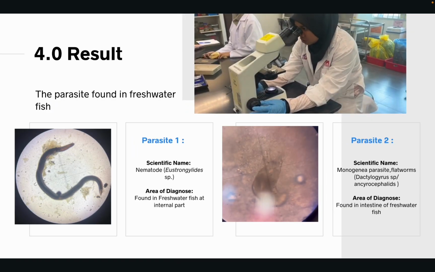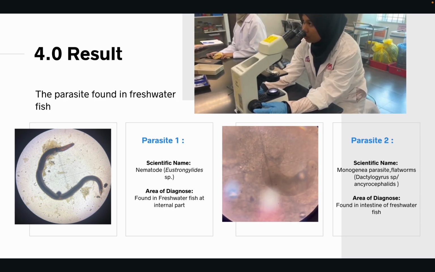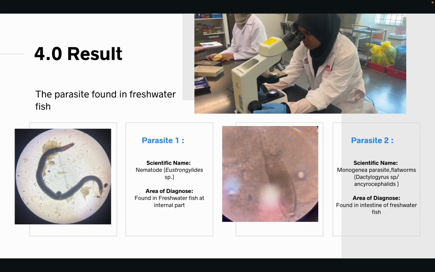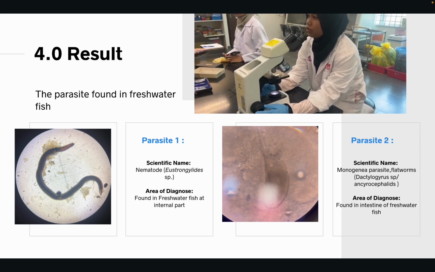For the result part, the parasites found in freshwater fish: the first parasite is a nematode, Eustrongylides, which we found in the internal part, and the second parasite is a monogenean parasite, Dactylogyrus species, which we found in the intestine of freshwater fish.